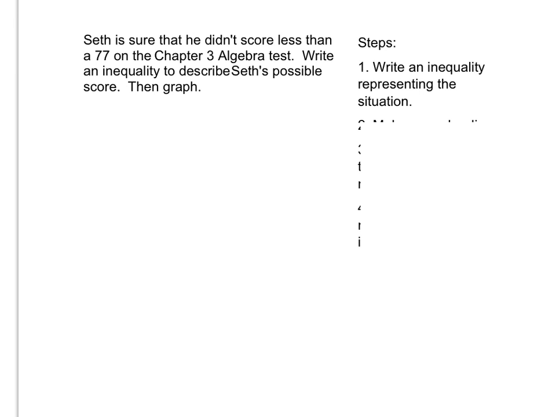So Seth's score is something we don't know. Okay, so we're going to say that Seth's score is x, and it's got to be bigger than or equal to 77. Okay, there's our inequality. Seth's score is greater than or equal to 77.